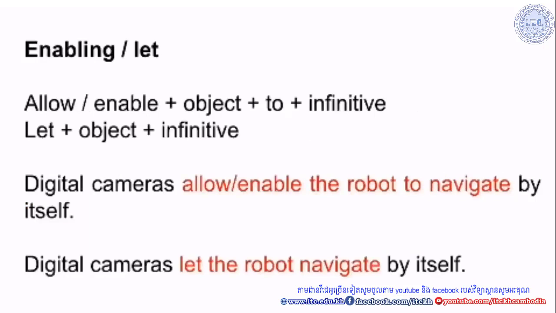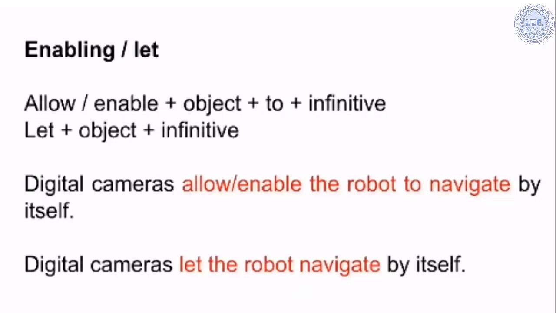So let's move to enable or let. Okay, I love it. Enable plus object plus to plus infinitive, and then let plus object plus infinitive. See an example: digital cameras allow or enable the robot to navigate by itself.